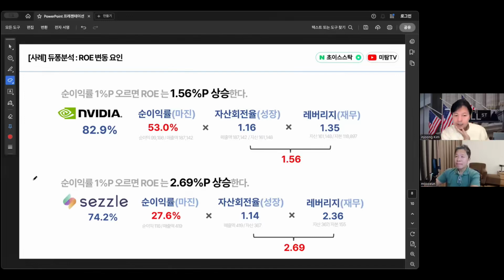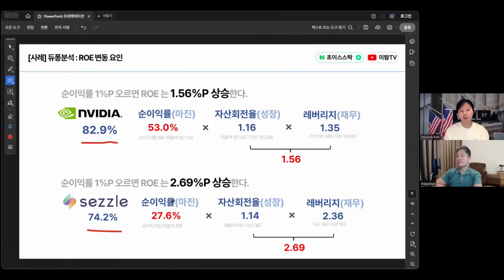I've brought examples of companies, Nvidia and Sejil. Their ROEs aren't identical but are similar, so I chose them as examples. But they have other differences. So Nvidia has a return on equity of 82.9% and Sejil has 74.2%. So there's about an 8 percentage point difference. But if you look at the numbers broken down into these three categories, Nvidia has a margin rate of 53%, then an asset turnover ratio, which is the ability to generate sales from assets, of 1.16 times, and a financial leverage of 1.35 times. So if you multiply these three together, you get 82.9%.